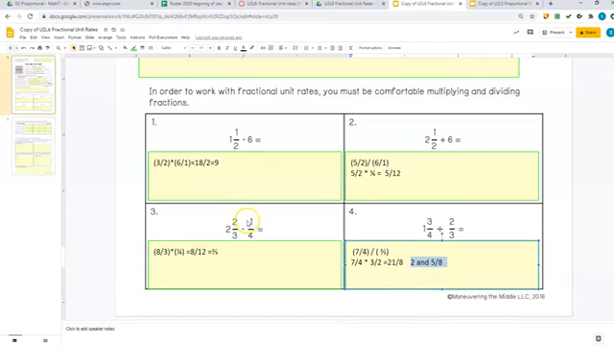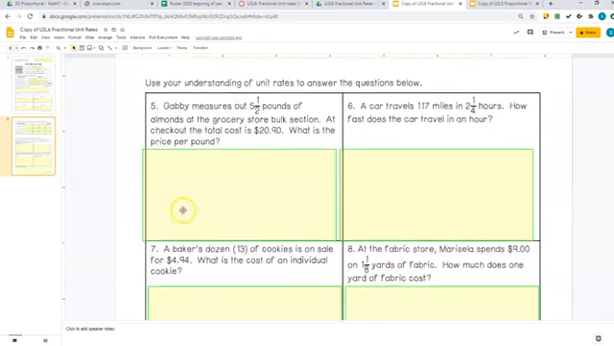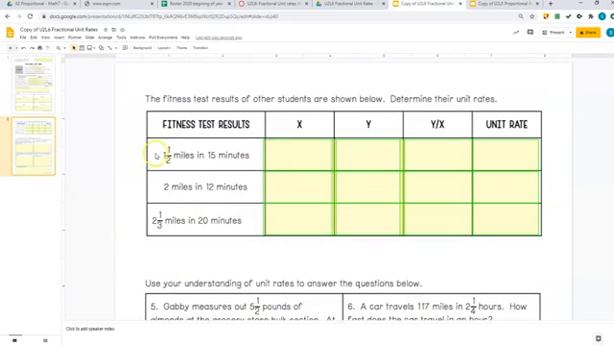Now, when we're calculating our unit rate, if we have our top number as a fraction or our bottom number as a fraction, we can just divide the fractions like we would before. Okay? So let's look at these situations. We've got 1.5 miles in 15 minutes. So our x is going to be our 15 minutes.